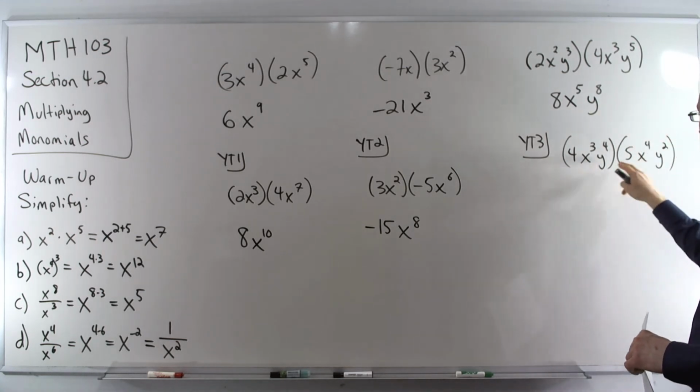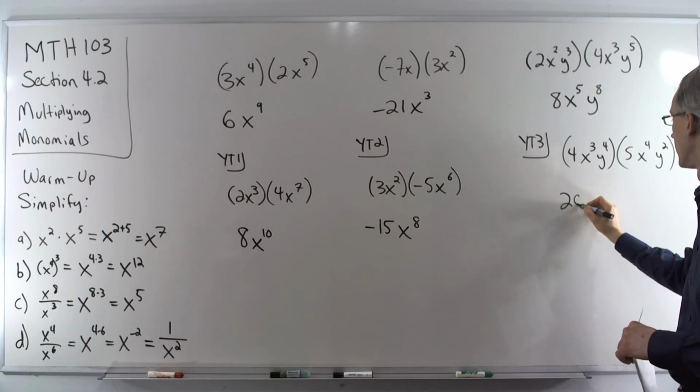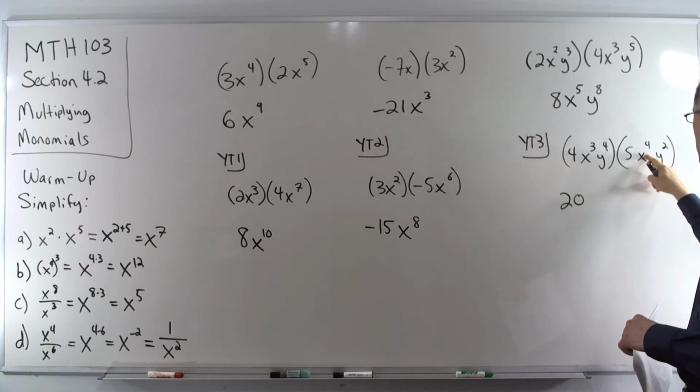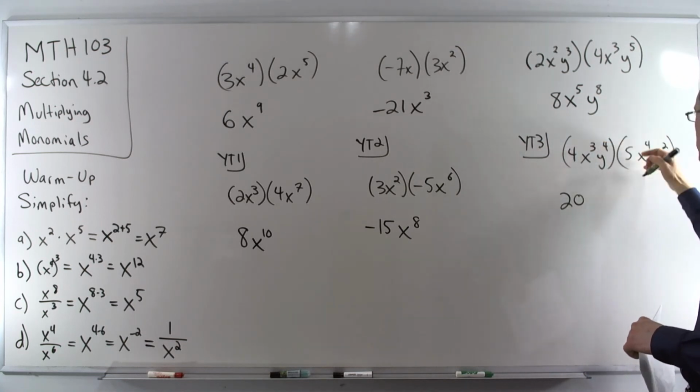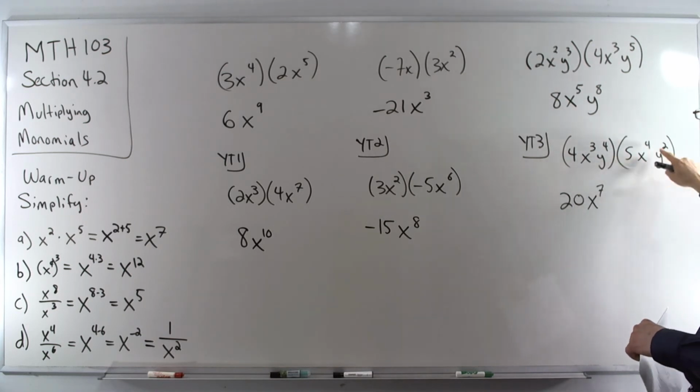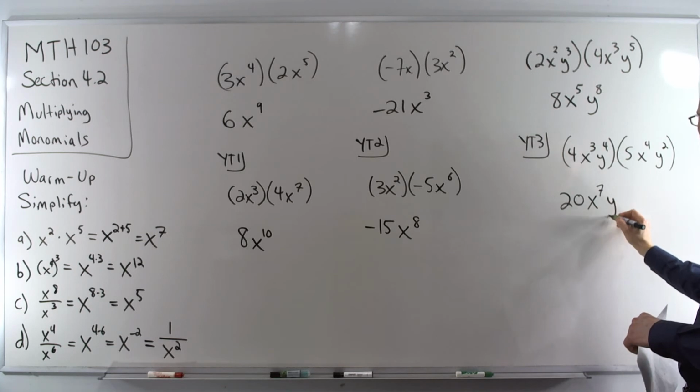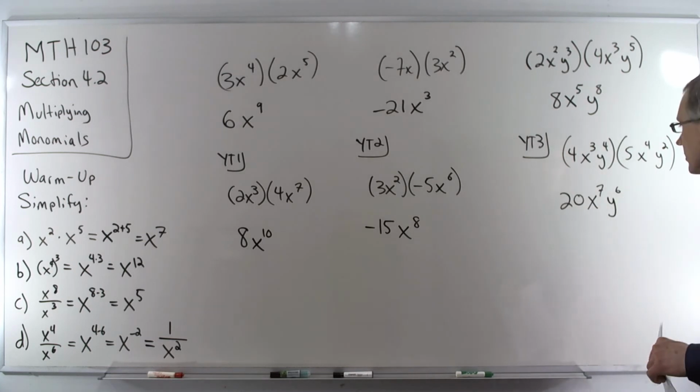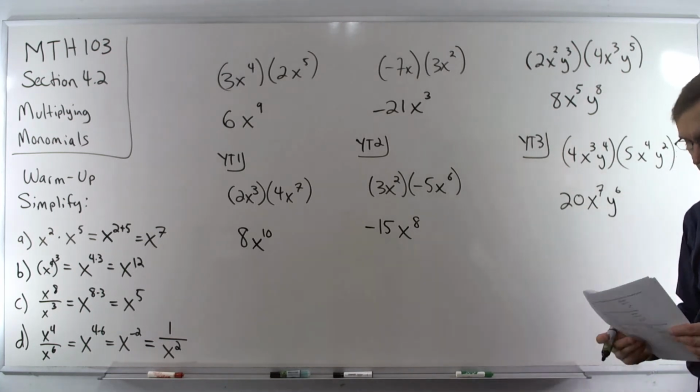Start again with the numbers. 4 times 5, that is 20. x to the 3rd times x to the 4th. Add those exponents together to get x to the 7th power. And now y to the 4th times y squared. And that is y to the 6th power. 20, x to the 7th, y to the 6th.